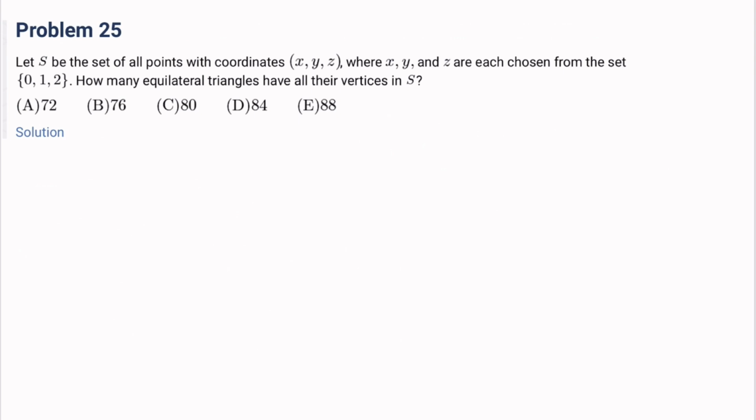Number 25. Let S be the set of all points with coordinates x, y, z, where x, y, and z are chosen from the set 0, 1, 2. How many equilateral triangles all have their vertices in S? Okay, so first let's just look at the case of one unit cube.